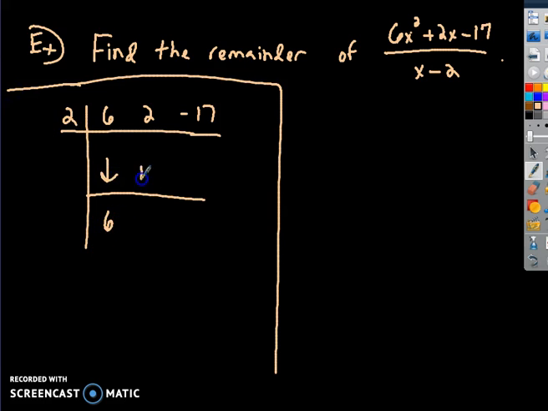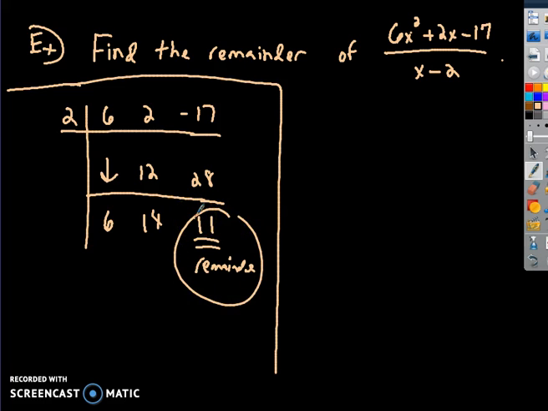2 times 6 is 12. Add these, you get 14. 2 times 14 is 28. Negative 17 and 28 is 11. Remainder is 11. So the answer is remainder is 11.